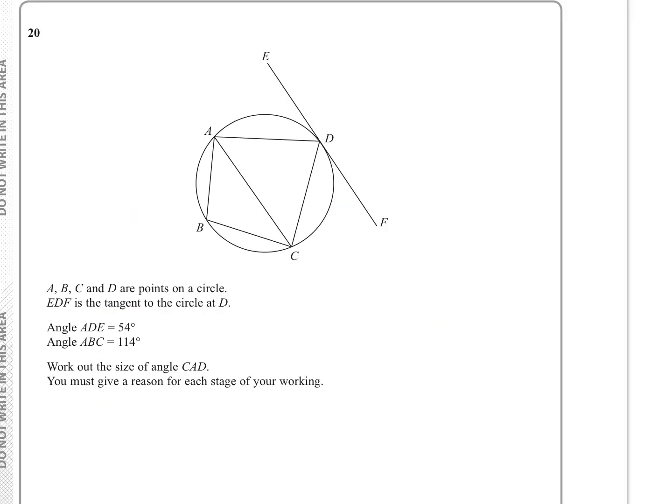Question 20, well, that's a circle theorem, and we've got angle ADE is 54. So this angle here is 54 degrees, and we've got ABC is 114, so that's that angle here. We've got to work out the size of angle CAD, so C to A to D, which is this one here. That's what we've got to try and work out. So let's have a little think here.